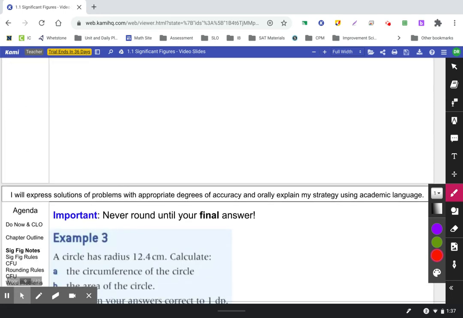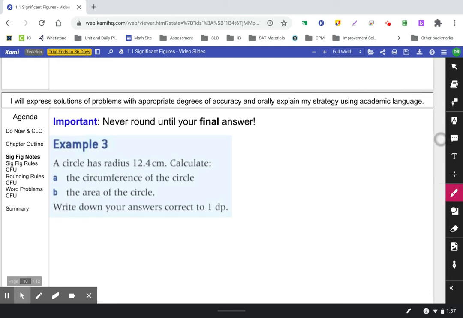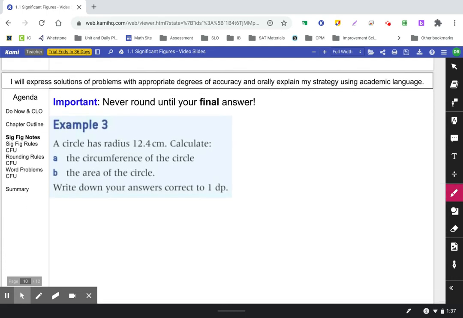Welcome back. Last bit of our notes now is actually where we're going to come back to the CLO and wrap things up. Because remember, we want to express solutions of problems with appropriate degrees of accuracy. Up to this point, we've just been learning the rules of rounding and of sig figs. Now we're actually going to solve problems and apply those sig figs.